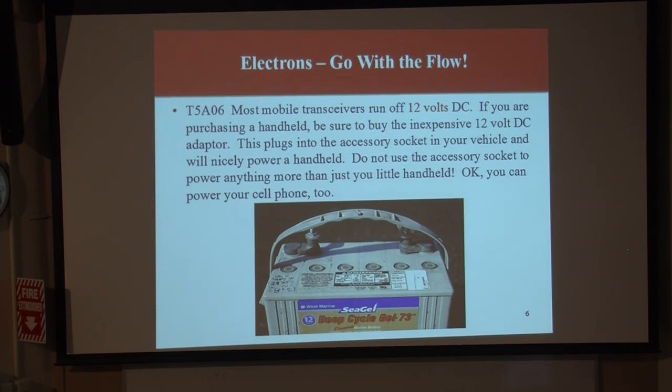Most mobile transceivers run off of 12 volts DC. If you're purchasing a handheld, be sure to buy the inexpensive 12 volt DC adapter. This plugs into the accessory socket on your vehicle and will nicely power a handheld. Do not use an accessory socket to power anything more than just a handheld. Okay, you can power your cell phone too. They'll let you do that. I won't tell you my car radio, the 50 watt radio, is powered through my cigarette lighter.